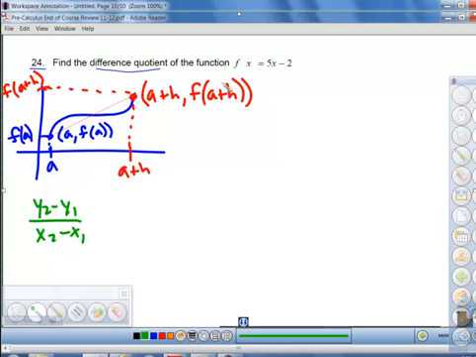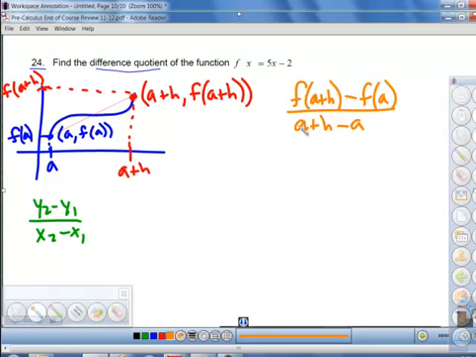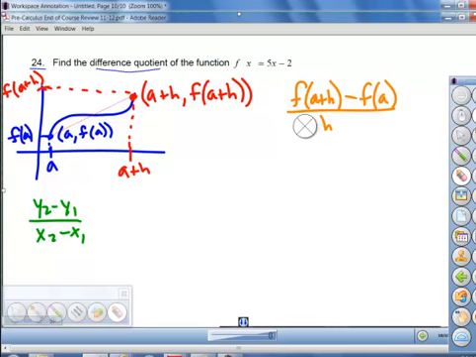So all we've got to do is take the one that's further away and subtract from it this one. So let's try that. If I take that f of a plus h, and I subtract from it this one right here, which is f of a, and then divide that by a plus h minus a. So we can see right here that a minus a, those are just going to cancel, and then this is considered the difference quotient. This is the difference quotient right here.